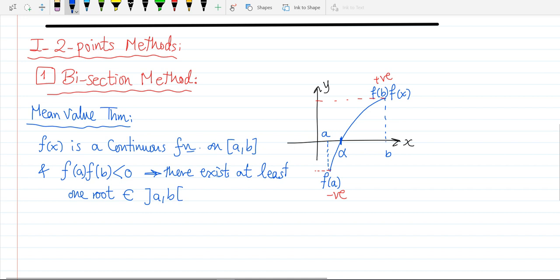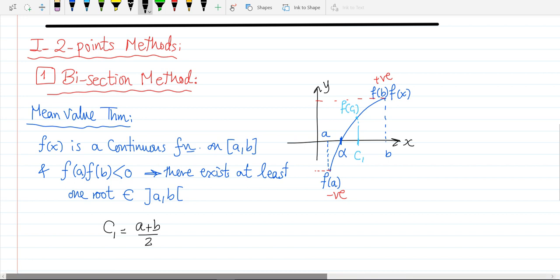And now, how can I use the bisection method to find this root, or to make the iteration in order to find this root? Graphically, we have the interval from A to B. Bisection means bi, two, and section, parts. So you have to divide the interval AB into two parts. For example, you will find a point here, which is C, and find the corresponding value, which is f of C1. You can evaluate C1 equals A plus B over 2. Now the whole interval AB is divided into two intervals, A C1 and C1 B.